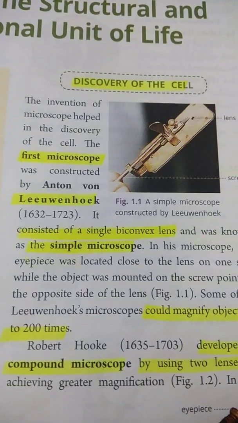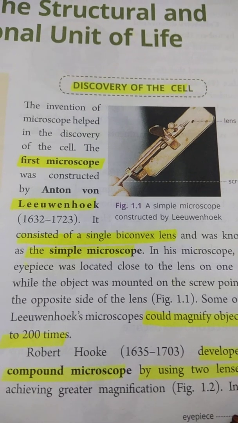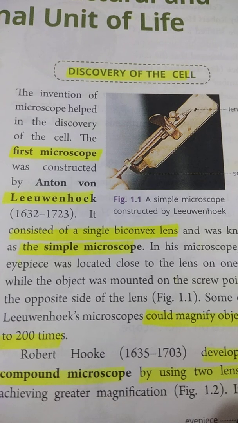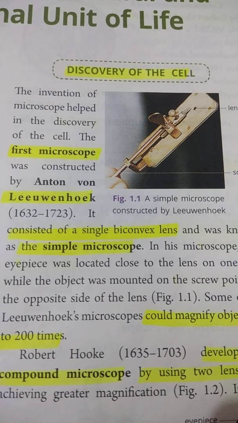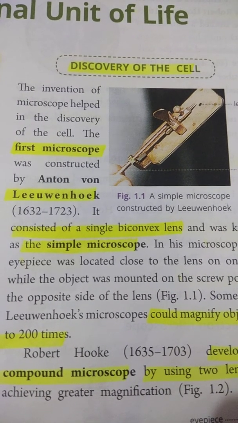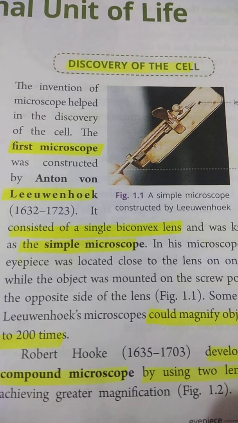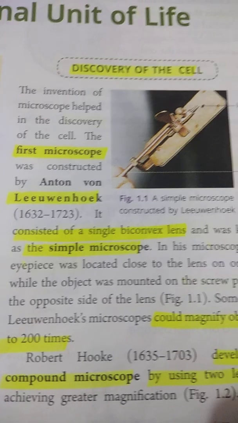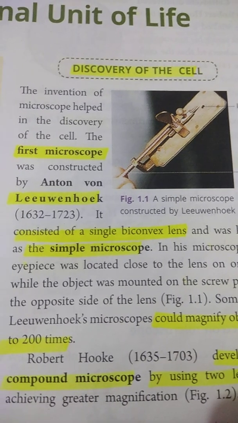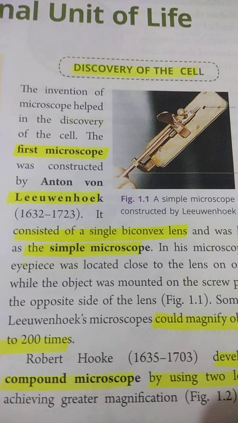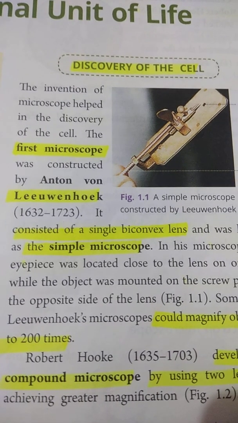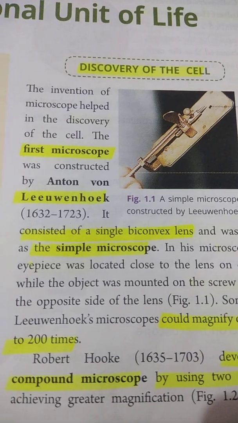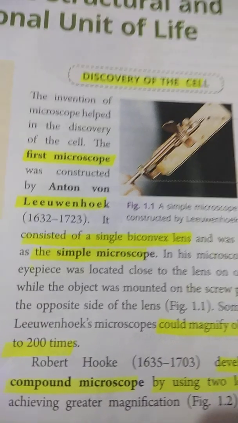Now the next heading of the chapter: discovery of the cell. The discovery of the cell was possible only because of the microscope. The invention of the microscope helped a lot in the discovery of the cell. As we know, the cell is a tiny, very small structure and we cannot see it with the naked eye. So before the microscope, the discovery of the cell was not possible. It was discovered after the invention of the microscope.